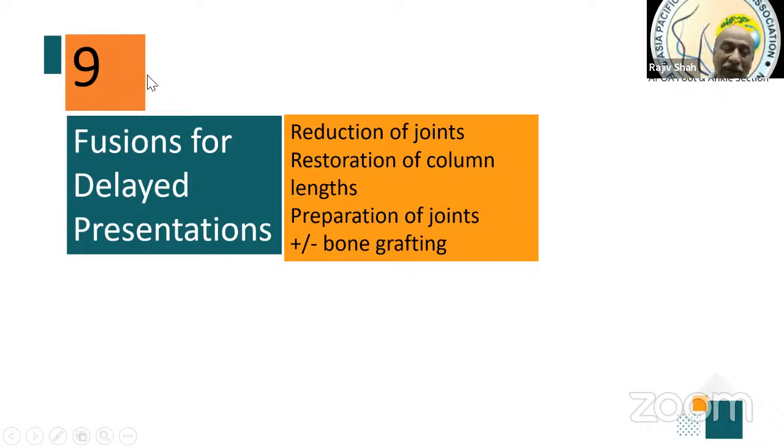The ninth commandment is fusions for delayed presentations. When you have a real delayed presentation, beyond 2 weeks, 3 weeks, 4 weeks, I think you need to go in for fusion. While you are doing fusion, you must reduce the joints, restore the column length, prepare the joint and do the bone grafting. Not that you should be doing fusion in situ. You should be correcting the medial as well as lateral column length and then fusing it.